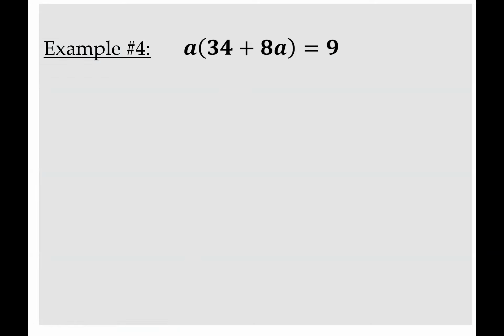So this equation needs to be really rearranged quite a bit. Even though it looks like it's already factored, we need to distribute first, okay? We need those parentheses not to be there. So let's distribute the a. So we'll end up with 34a plus 8a squared, and then we're still equal to 9. Okay, now let's subtract 9 on both sides. Minus 9, minus 9.